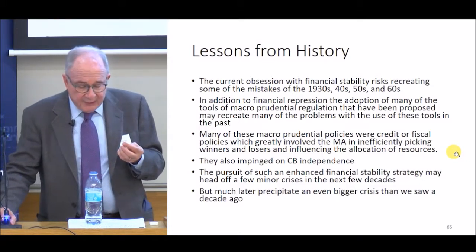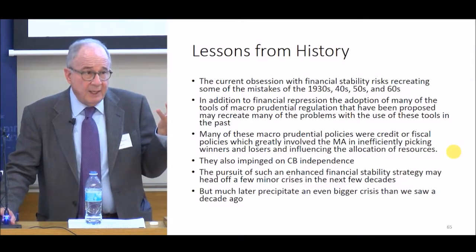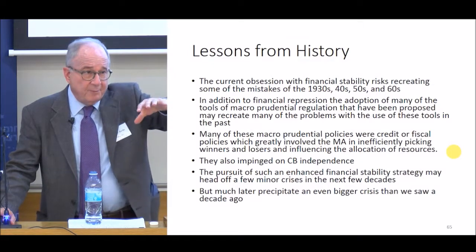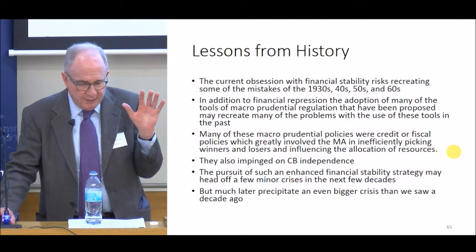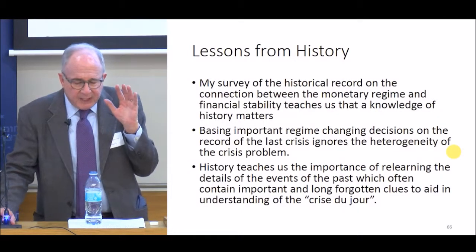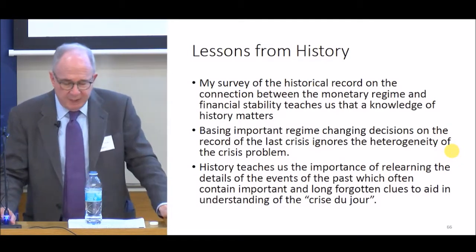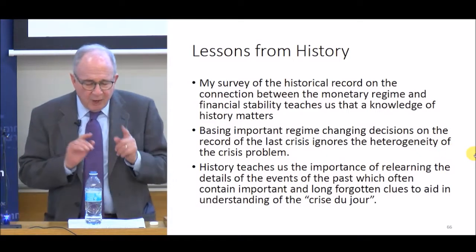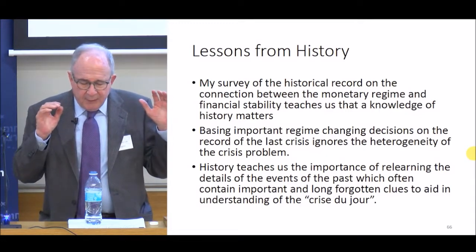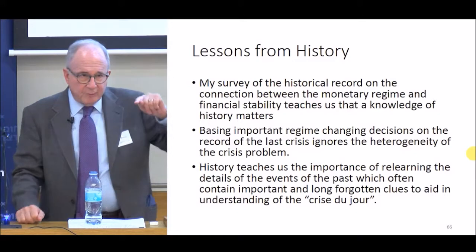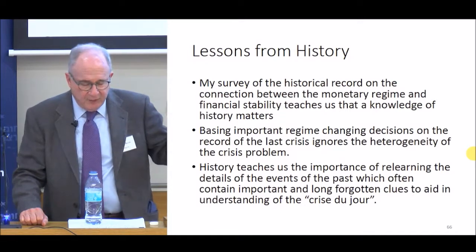So, in a sense, what I'm basically saying is that looking from history at the interpretation today of the last crisis requires a certain amount of caution. The survey of the historical record on the connection between the monetary regime and financial stability teaches us that a knowledge of history matters. If you're going to base important regime-changing decisions just on looking at the last crisis, you ignore the heterogeneity problem of crises.